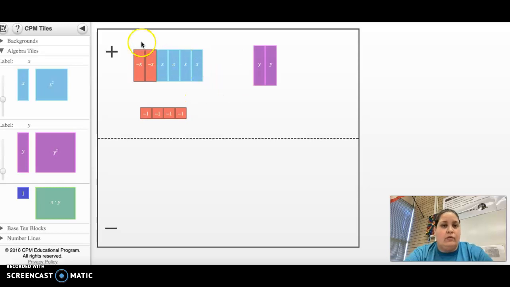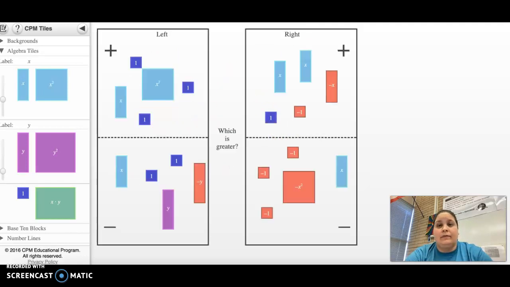Going over here, I can remove these 4. That's it. So I now have 2x plus 2y plus a negative 4. I can do the same thing for these. Now these screens look differently than what we've had before. It's just basically 2 separate problems. And we're trying to figure out which one is greater.